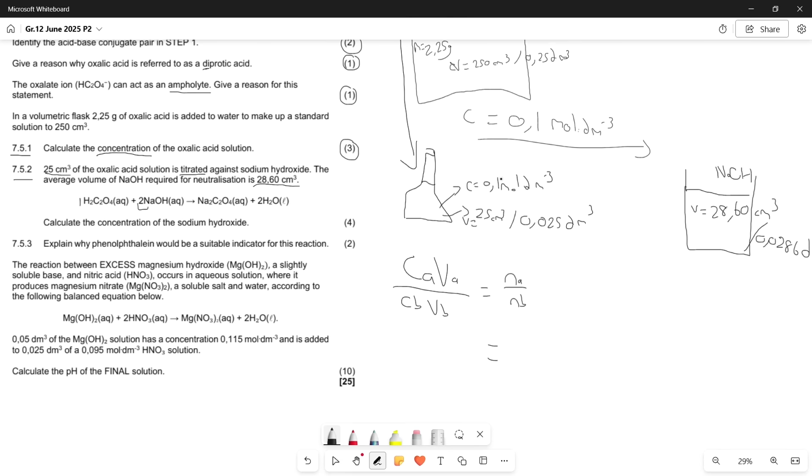So the concentration of it was the 0,1 that we previously calculated in 7.5.1. So we have 0,1 over there. The volume, we can either take centimeters cubed or decimeters cubed, provided that if we take centimeters cubed here, we then have to take centimeters cubed over here, which means that our volume is 25 centimeters cubed for the top, so which just means we have to use the 28,60 for the volume of our NaOH, our base.